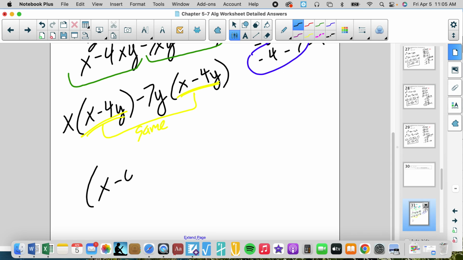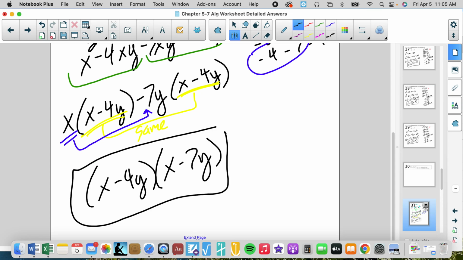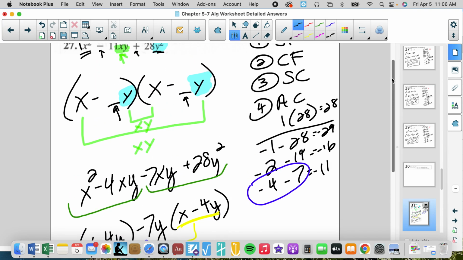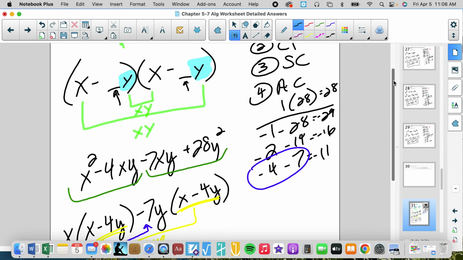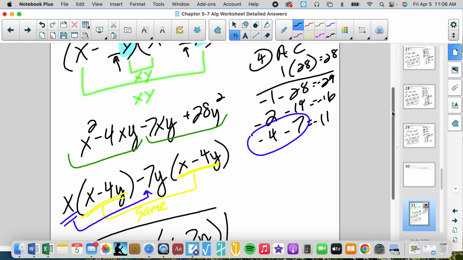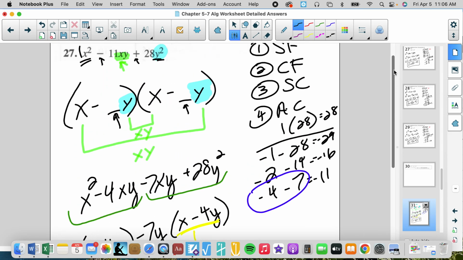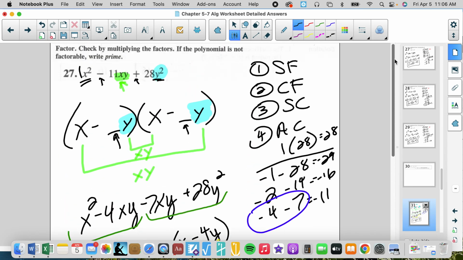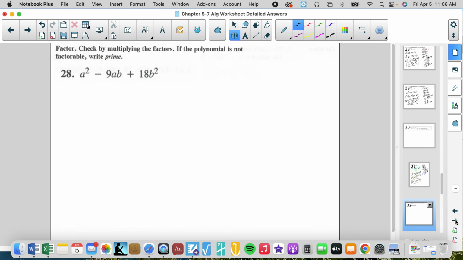Let's pull out the x minus 4y. And what are we left with? X minus 7y. So there is my answer. And hey, let's look at what we had proposed. We knew it was going to be x minus something y times x minus something else y. And that's what we got, yeah. And does our outside and inside, negative 7xy, negative 4xy, make negative 11xy? So it worked. We can still check.